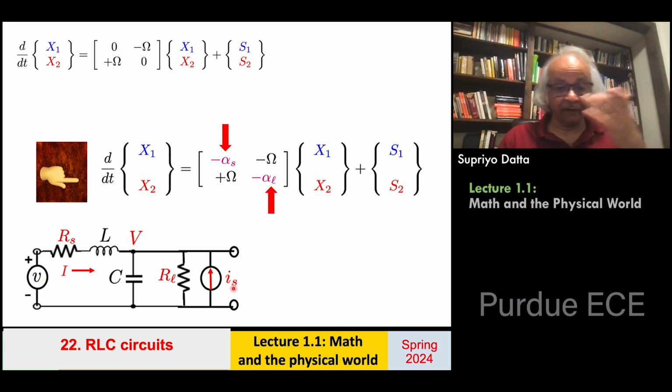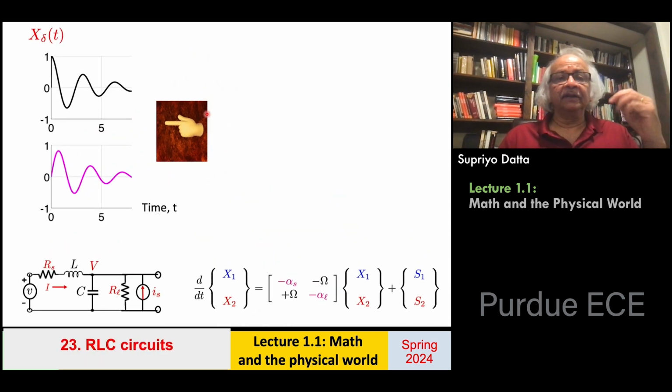In general, you could have a current source driving it. But more importantly, you'll have resistors associated with this inductor and the capacitor. And when you include those, the diagonal terms won't be zero, but you'll get some negative quantity here. See that? Previously we had zeros on the diagonal, but when you include this, you'll get this negative quantity. How does that affect things?